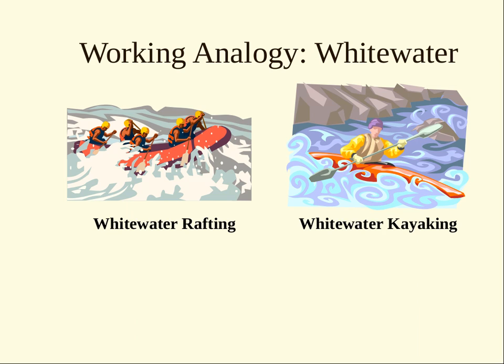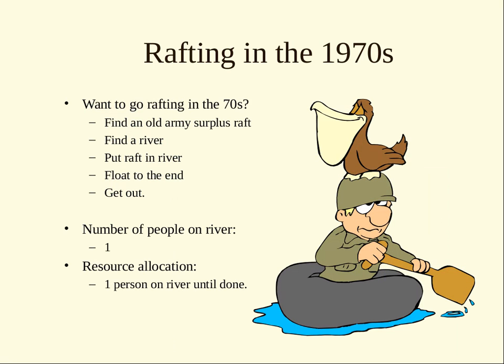All right, we did the whitewater rafting analogy. Do you all want to do it again? You do? Okay, great. So rafting in the 70s, this was like a single cycle. You find an old surplus raft, army raft, because apparently the Navy doesn't have them. Find a river, you put raft in river, float to the end, you get out. Number of people on river, 1. Resource allocation, 1 person on river until done.